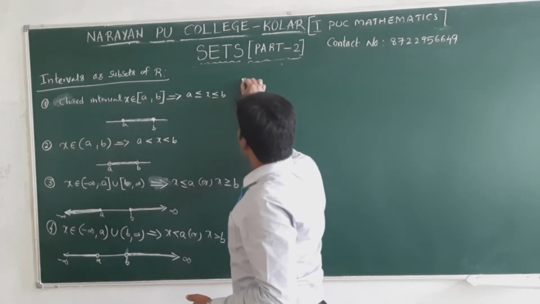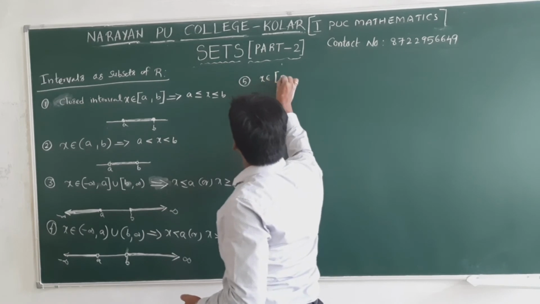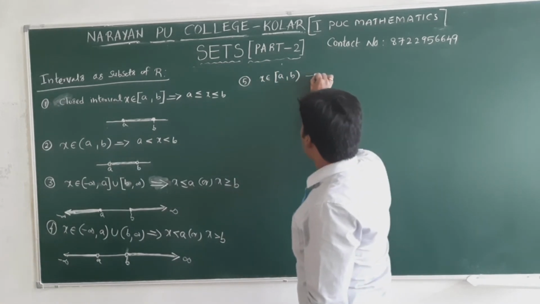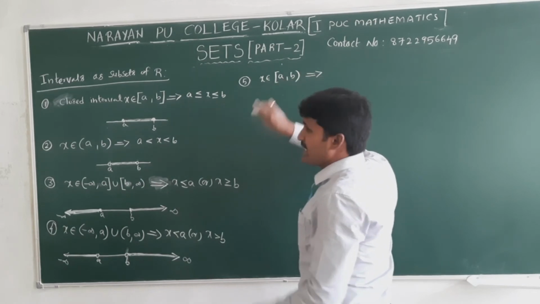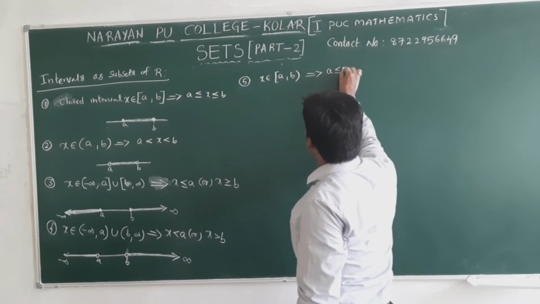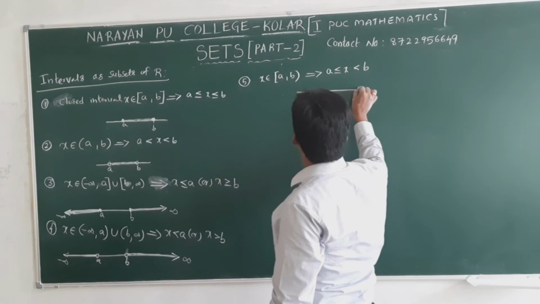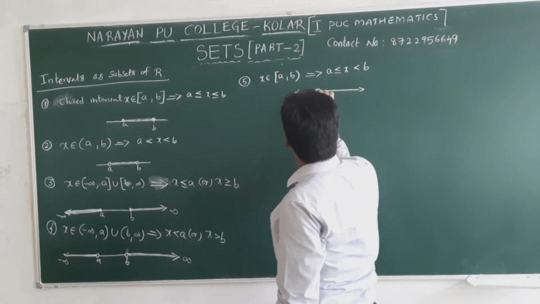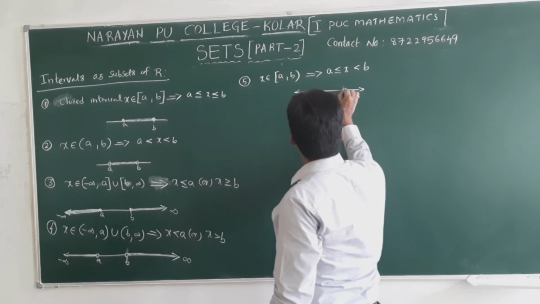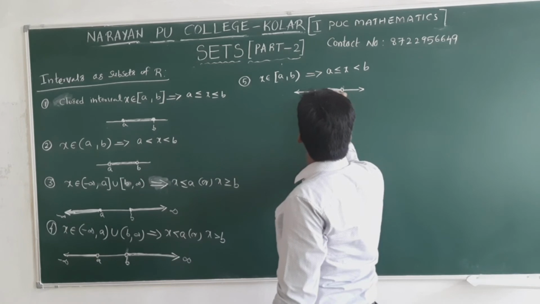Now, a few more things you can take. For example, x belongs to the closed interval a comma open interval b. This means a is included but b is not included. How to take it? a is less than or equal to x, but x is less than b. How to represent it on the number line? It's very simple. A included means closed bracket, closed circle. B is not included. Only in between can we take.